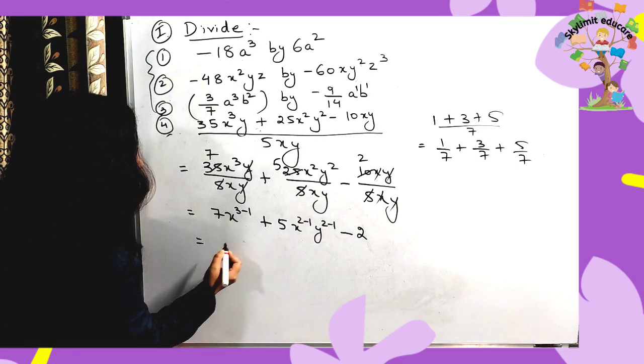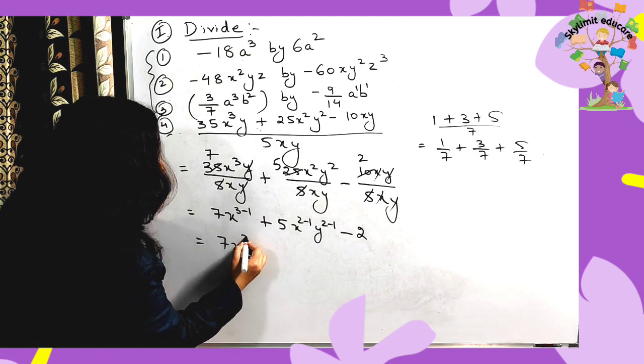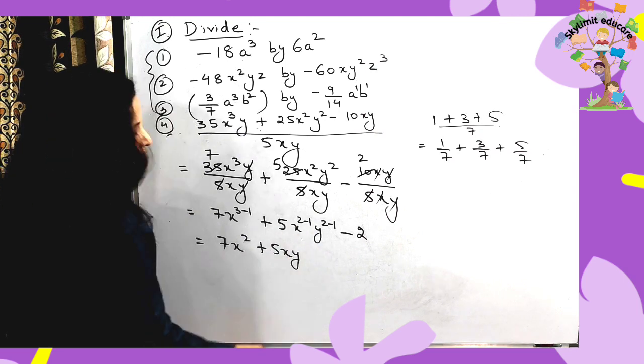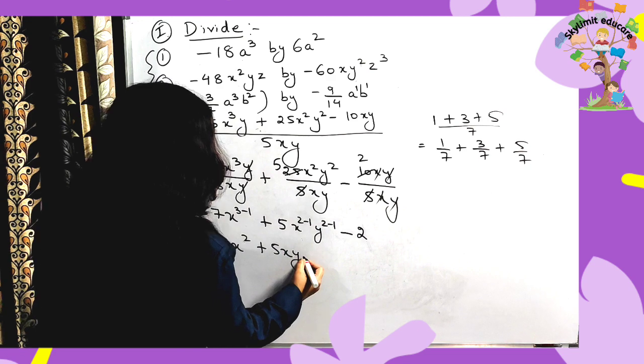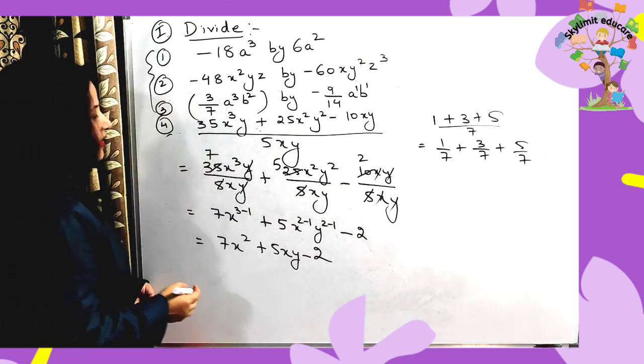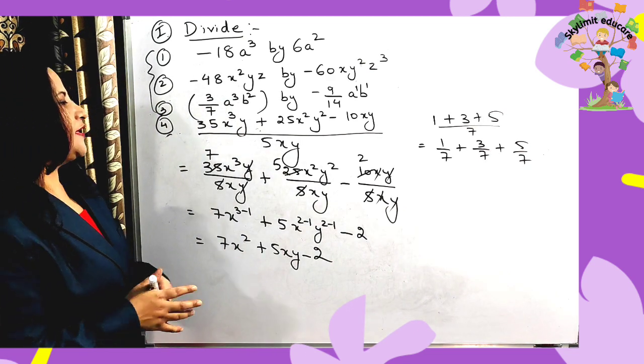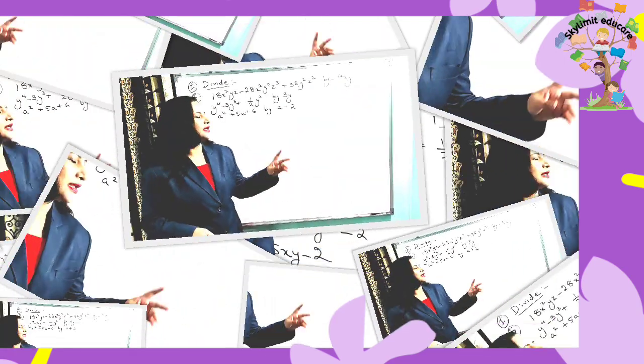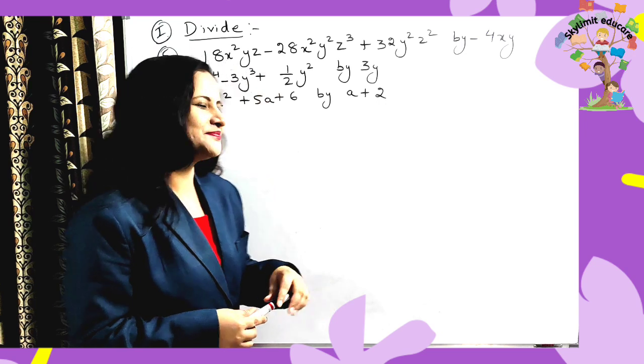Okay? Now what is the ultimate answer we are getting here? 7x squared plus 5xy, because both are having one power, and the power is 1 minus 2. As simple, just when you are getting a number like this, split it in this manner and you can easily solve it. Okay? Here comes your next question.